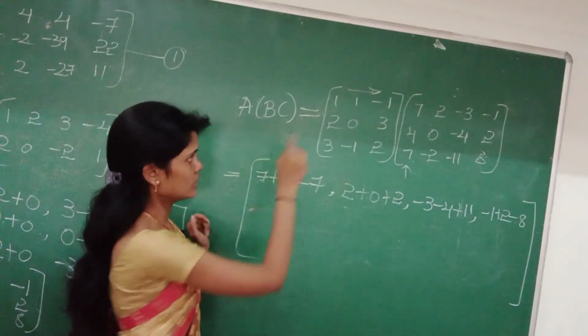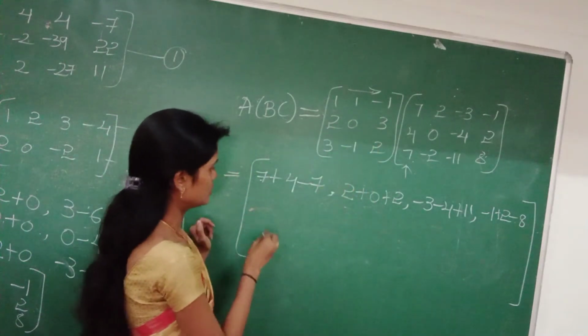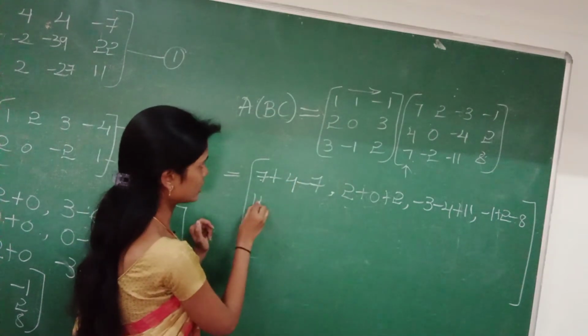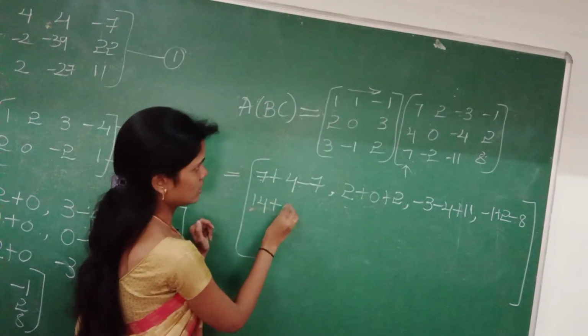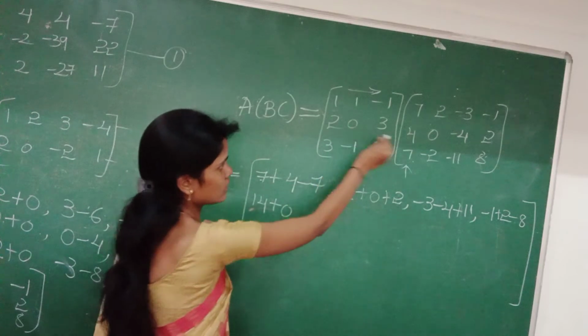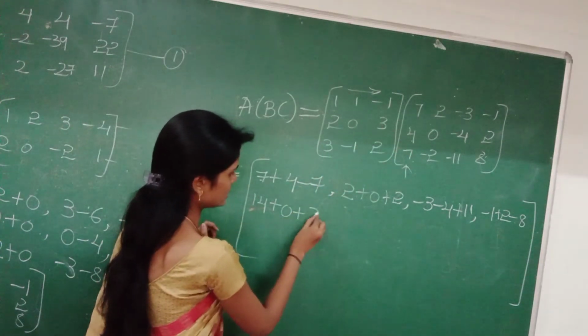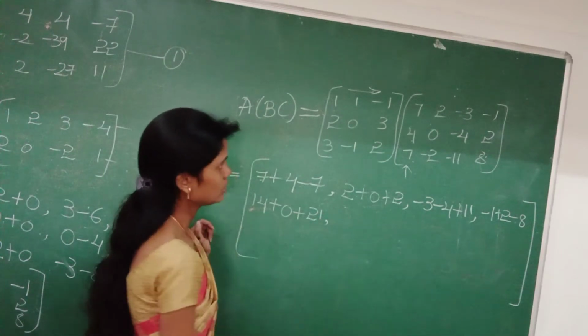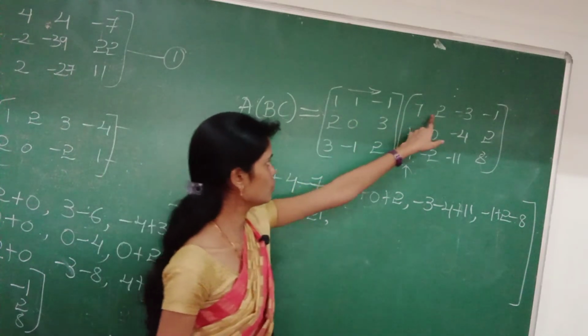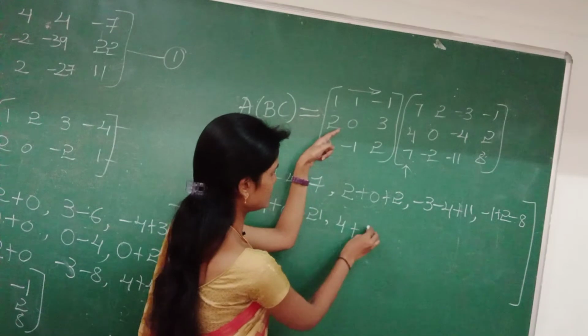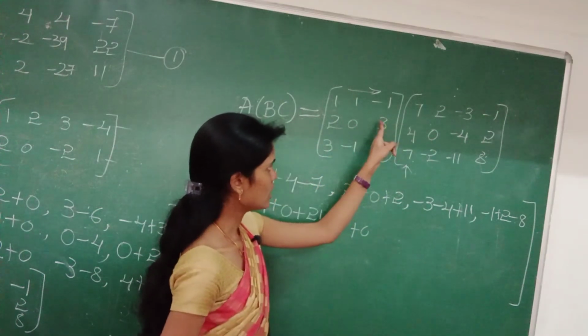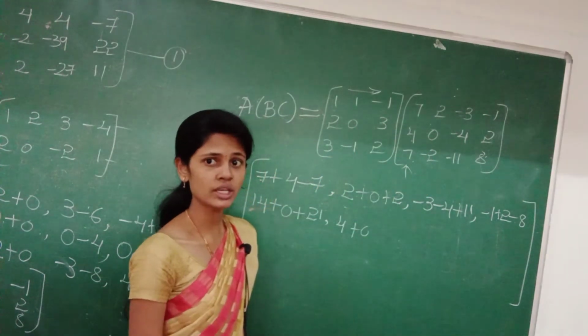Similarly second row first column. 2 into 7, 14, plus 0, that is 0 into 4 is 0, plus 7 into 3 it is 21. Okay. Then 2 into 2, 4, plus 0 into 0, 0, plus 3 into minus 2 is minus 6.